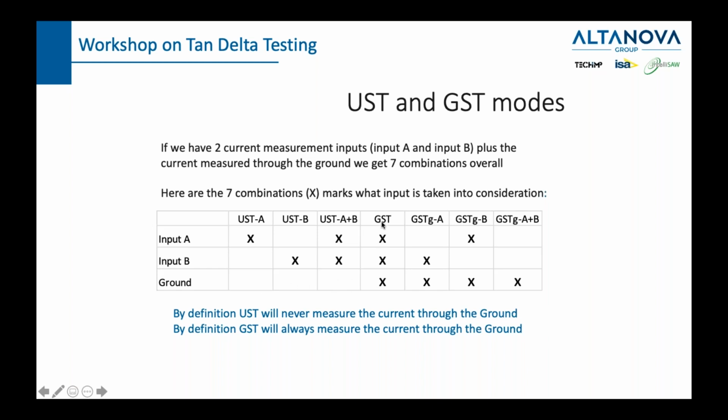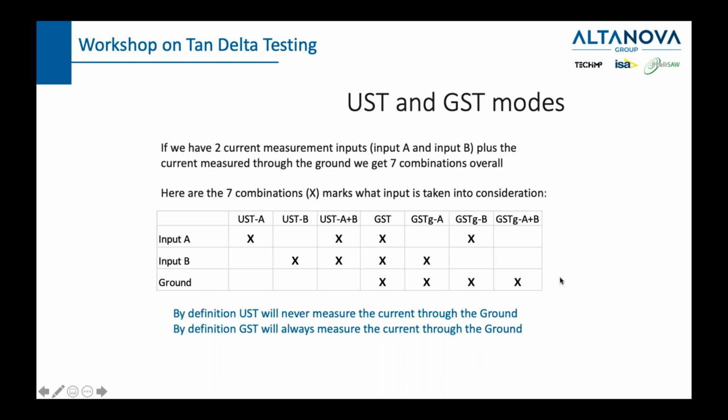Then we go to a GST. GST means measure all currents on input A, on input B, and on the ground. GST-GA, ground specimen test guard A, means measure all the currents, but avoid the current on input A. You see, we don't measure input A. GST-GB means measure all the currents but the current on input B. As you can see, we don't measure the B. And GST-GA plus B means measure all the currents but, measure just the current in the ground.